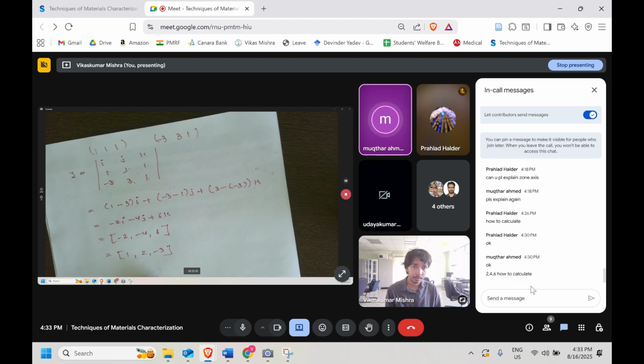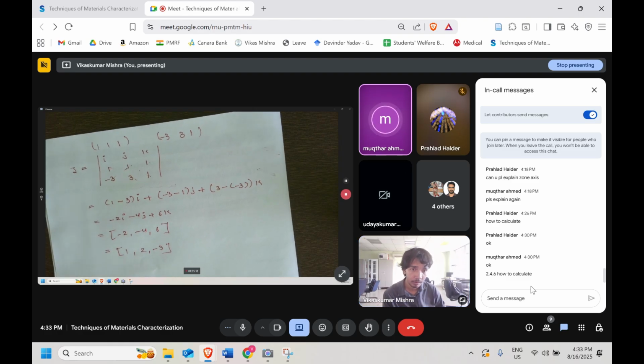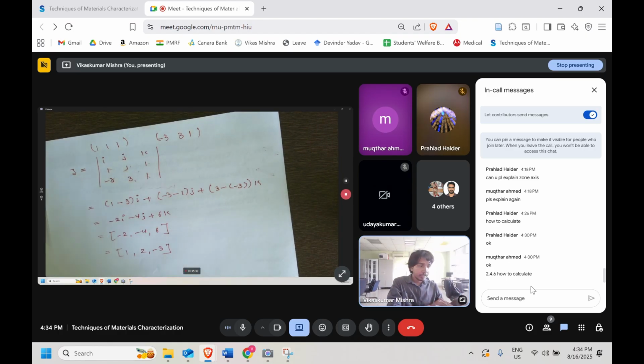Yeah, it's clear, but what is the general formula? You did something like a cross product, but is there a formula? Which way do we need to do it? The formula is this method itself.